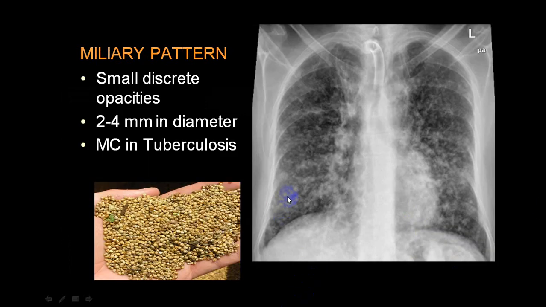When we see multiple small round shadows, it looks like this. This is miliary. So when you see this miliary type of shadow, this is because of disseminated miliary tuberculosis.